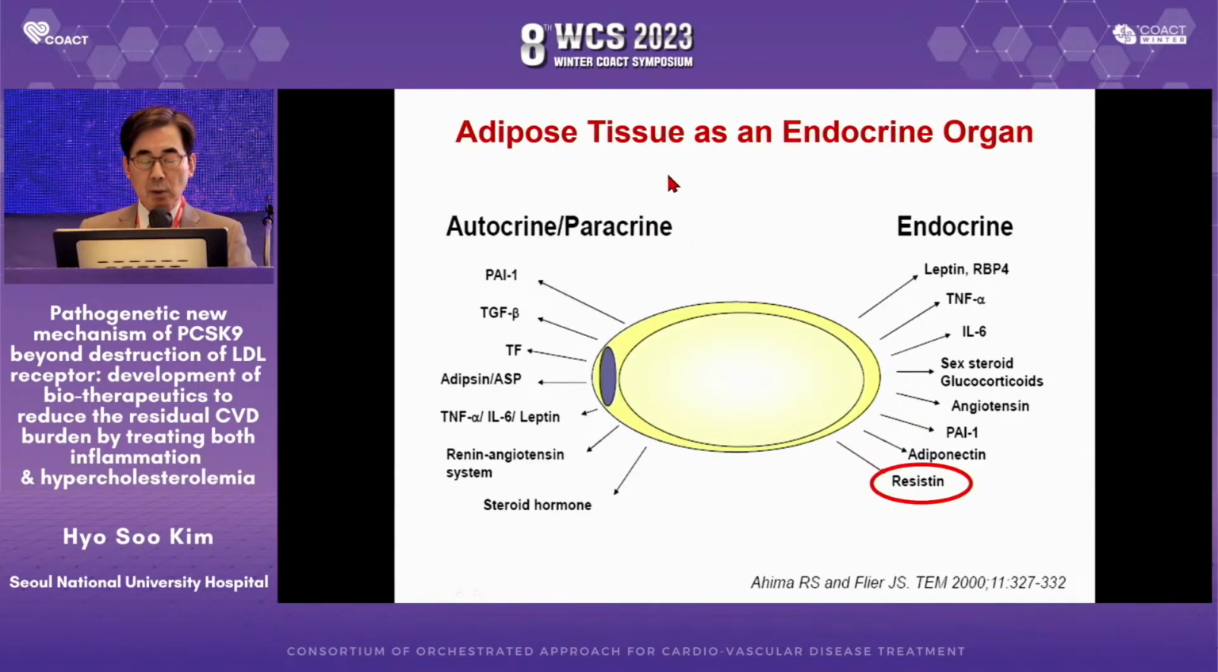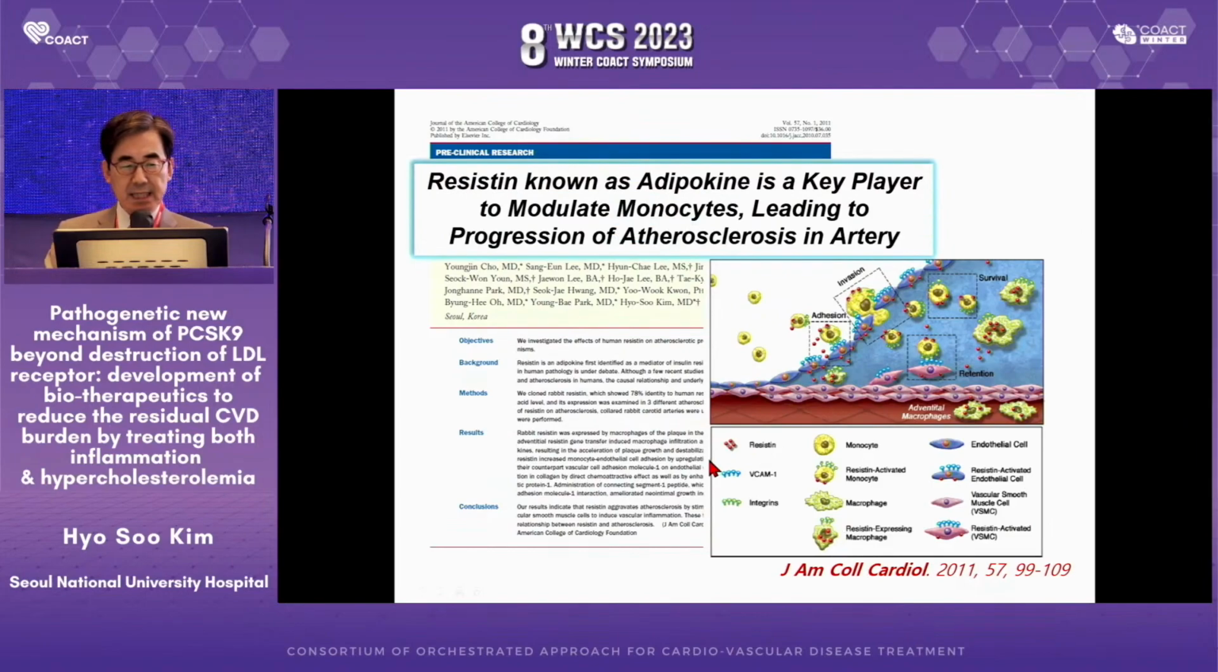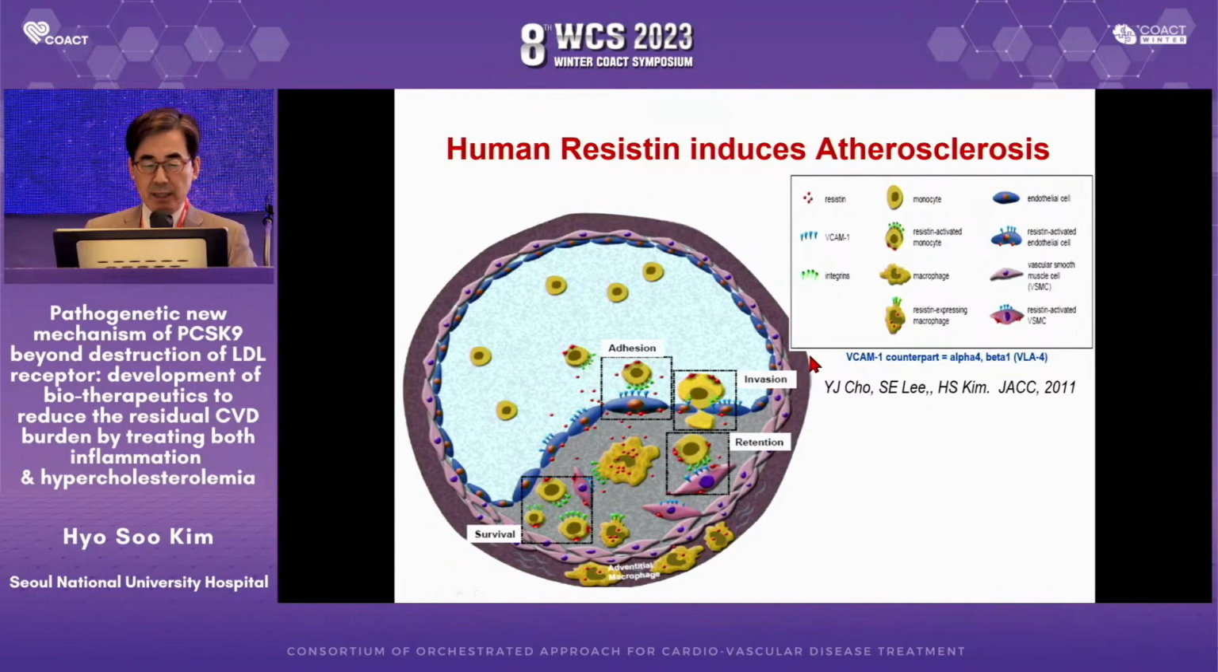As you know, adipose tissue is not only an energy reservoir organ, but also an endocrine organ secreting a large amount of cytokines, including resistin. That is my topic since 15 years ago. We first reported resistin is a causal factor of atherosclerosis. Resistin, known as an adipokine, is a key player to modulate monocytes, leading to progression of atherosclerosis. Here's the mechanism. There are four key players of atherosclerosis: monocytes, macrophages, endothelial cells, and smooth muscle cells. When they were exposed to resistin, changes happened in all these four key players: induction of VCAM1 and integrins. The result is shown here: enhanced adhesion, invasion, retention, and survival, leading to progression of atherosclerosis.